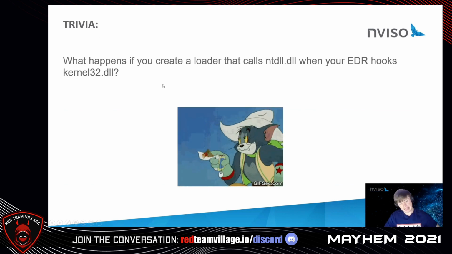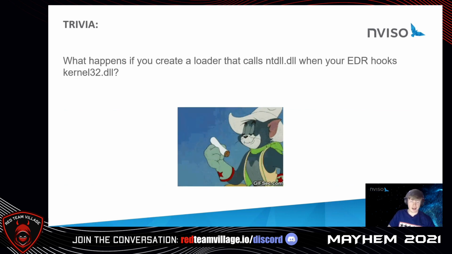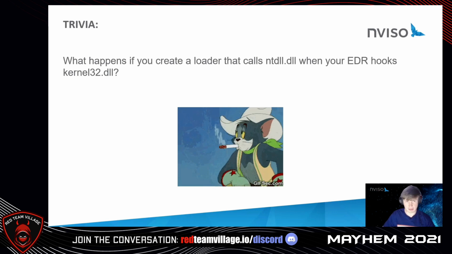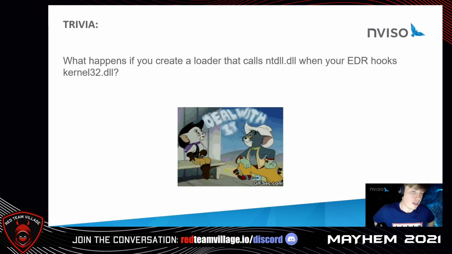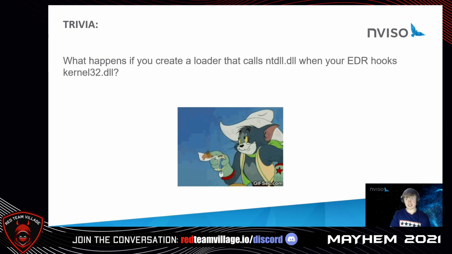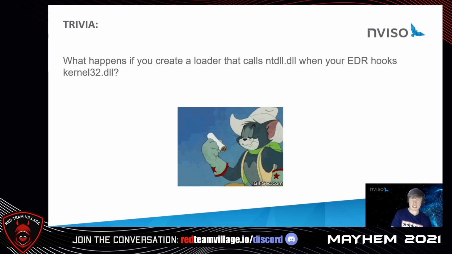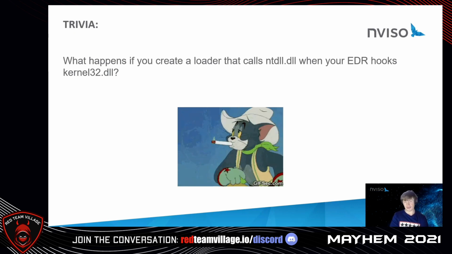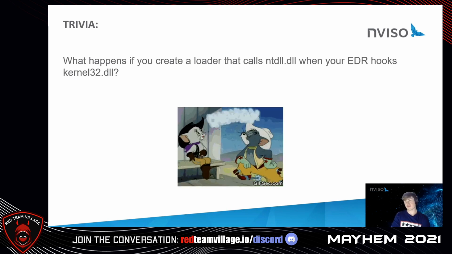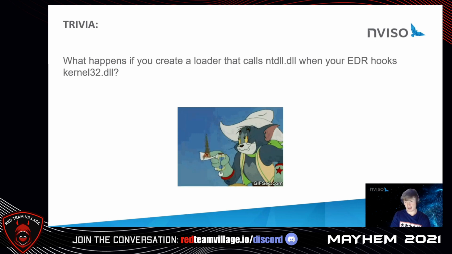So I already actually gave the answer, but I'm going to ask the question anyway. What happens from an offensive point of view if you create a loader that actually calls NTDLL.dll when your EDR hooks kernel32.dll? I'm going to give you a few seconds to think about that.